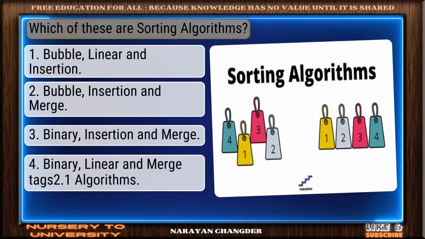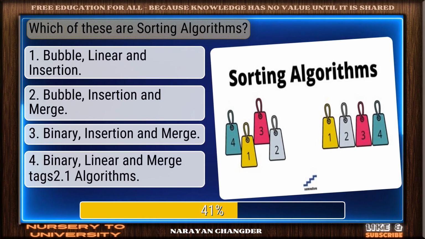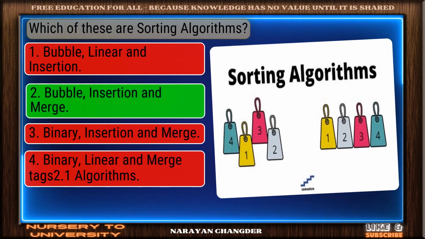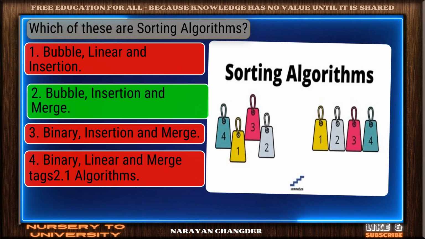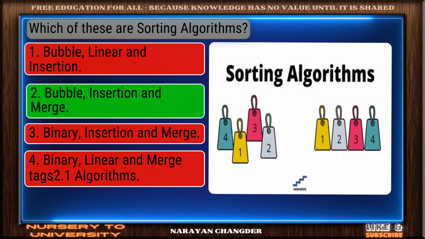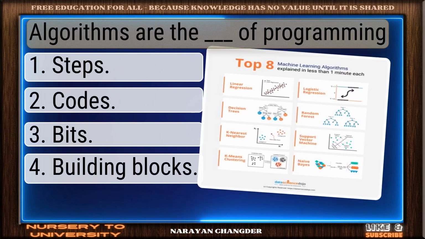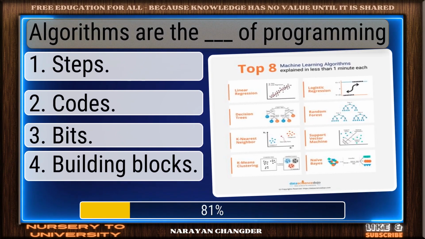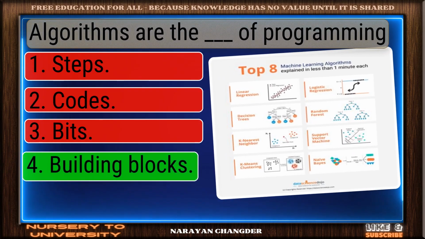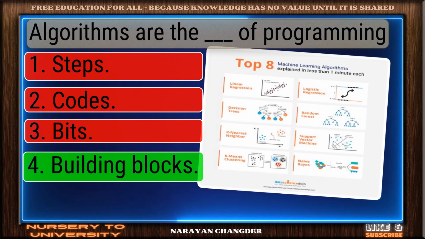Which of these are sorting algorithms? Exactly. Bubble, insertion and merge makes sense and it is right choice. Algorithms are the dash of programming. Nicely done. Building blocks is a solid answer.